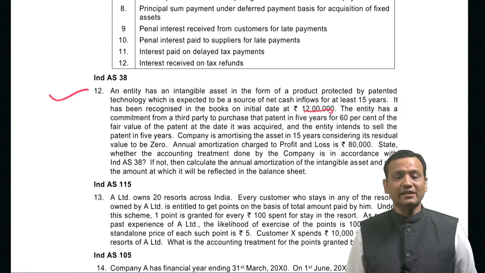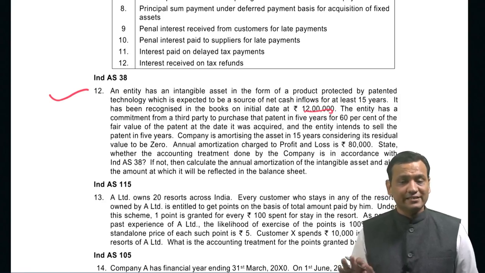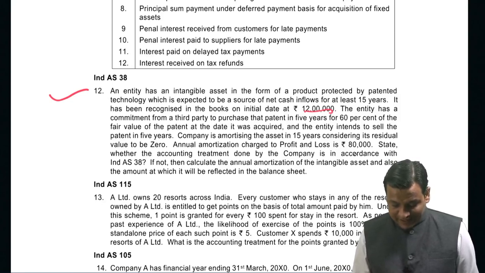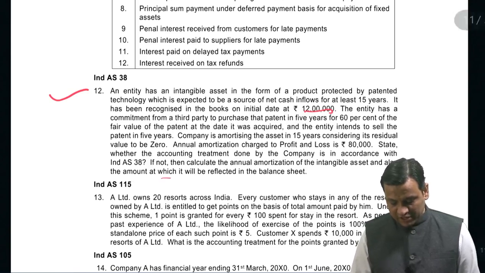The company is amortizing the asset in 15 years, considering its residual value to be zero. Annual amortization charge to P&L is 80,000. State whether the accounting treatment done by the company is in accordance with Ind AS 38. If not, then calculate the annual amortization of the intangible asset and also the amount at which it is reflected in the balance sheet.